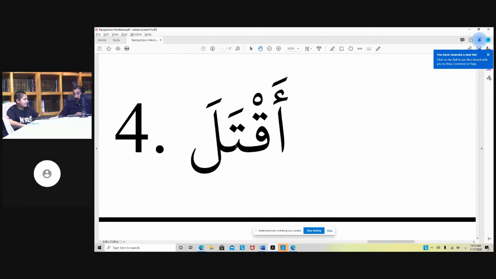Listen to me now carefully. Aqtala, look at it and do it. Don't look down. Aqtala yuqtilu iqtalan fahuwa muqtilun. Uqtila yuqtalu iqtalan fahuwa muqtalun. The imperative is "iqtil". The prohibition is "la taqtul". The noun of place is "maqtal". Now you can do it. Aqtala. Yes.